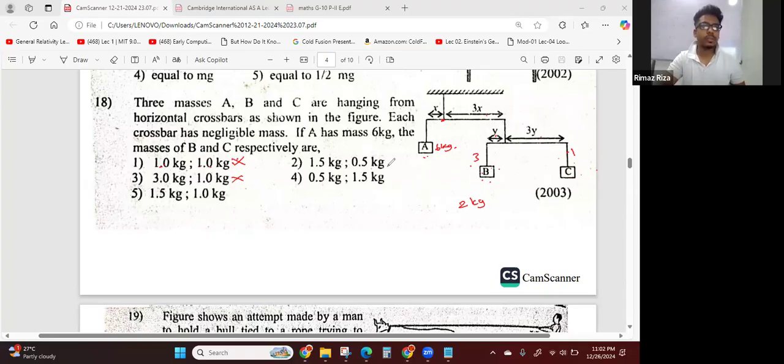And for these questions, don't write anything. You should know here the 6 means 1 into 6, and here 3 into 2, so the total mass should be 2. So here the ratio 1 to 3 should be 3 to 1. So the answer is 2 kilo, the second one: 1.5 kilogram and 0.5 kilogram.